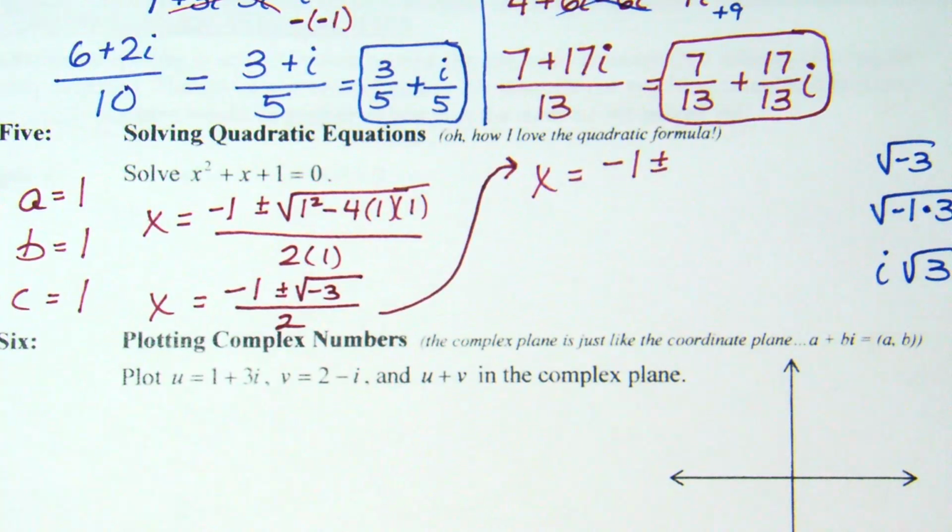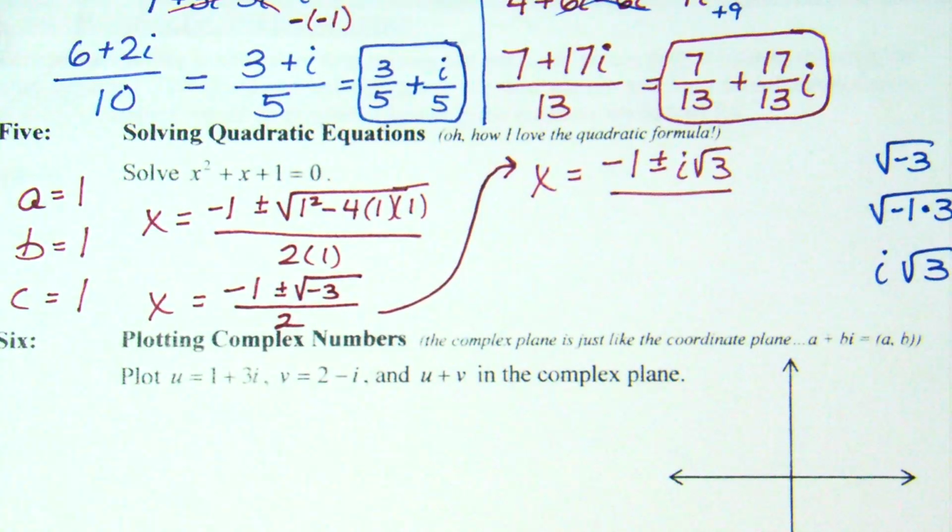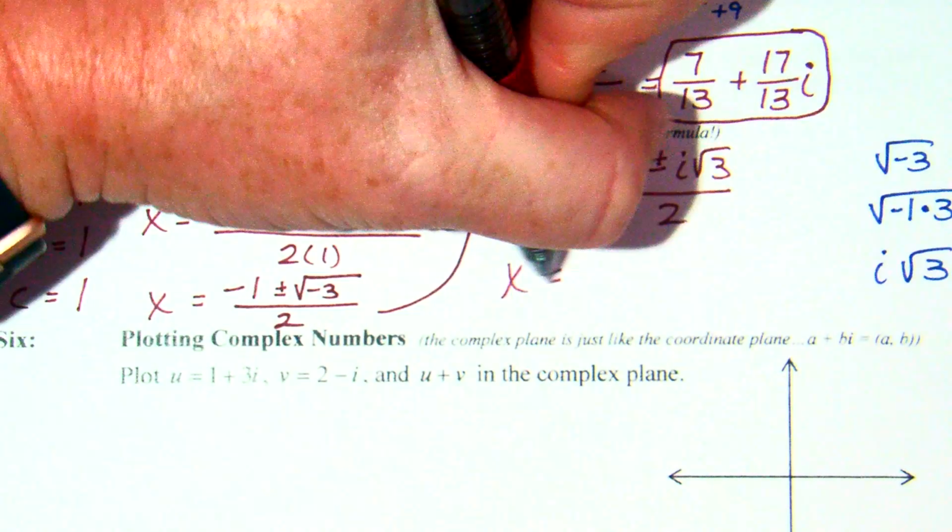Okay, last one. It wants me to graph u plus v. I need an ordered pair. Do I have an ordered pair for u plus v? I can get one, yes. Take u and v and combine them. U was going to be, I'm going to do it this way, you can do it either way, 1 plus 3i, plus v was going to be 2 minus i. Sorry, I got sloppy there.